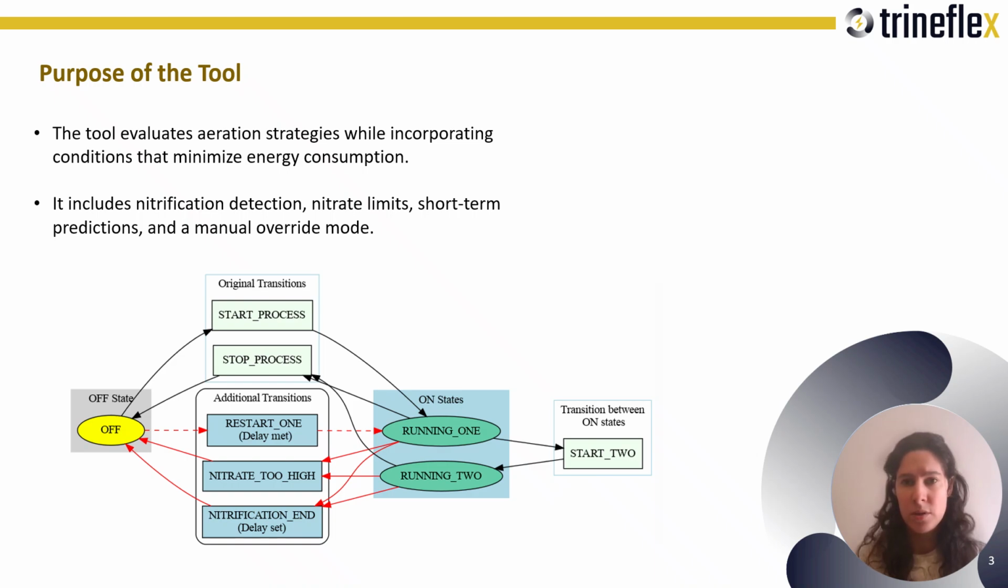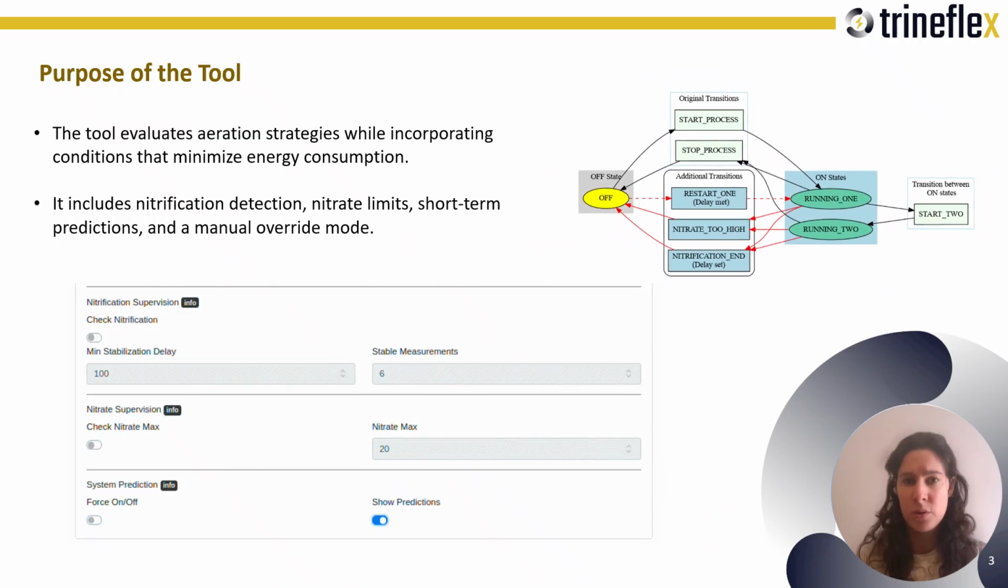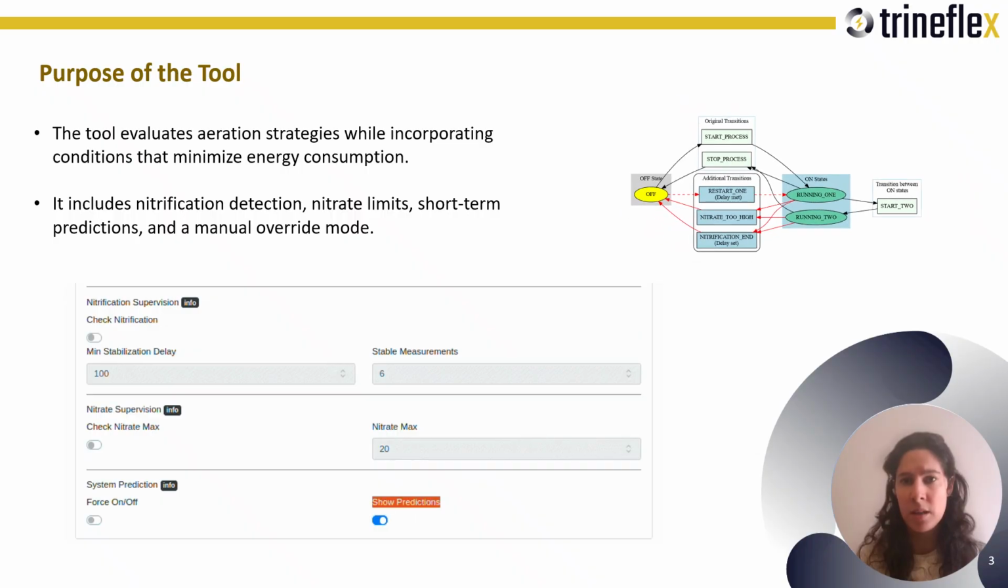Some of these new features include nitrification control. The system evaluates whether nitrification is taking place based on sensor data. It detects process evolution using ammonium and redox trends and identifies the end of nitrification. A maximum nitrate threshold was included. If nitrate exceeds this value, the blower is stopped to prevent over-aeration and unnecessary energy use.